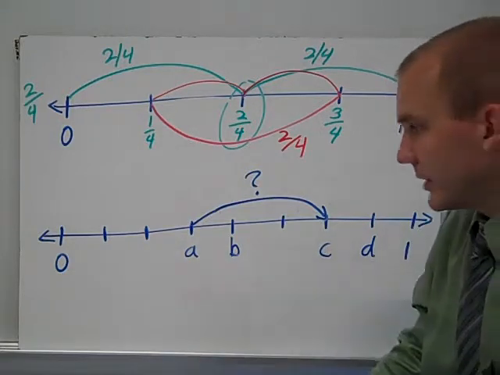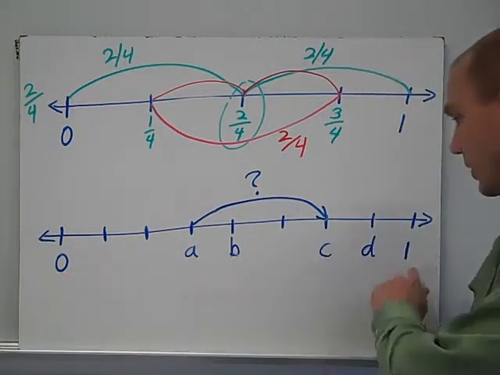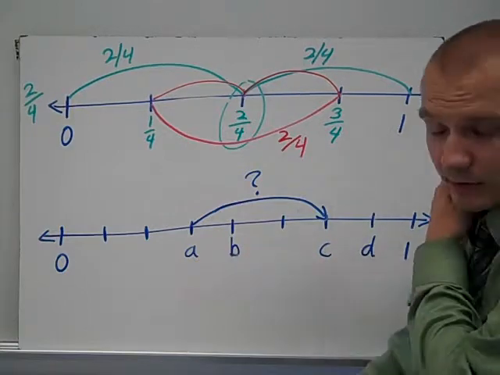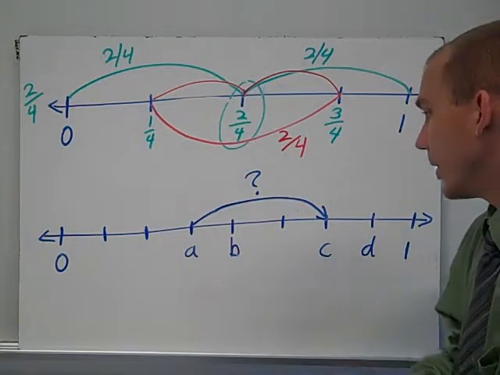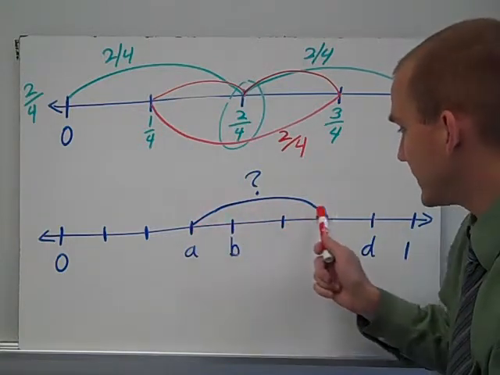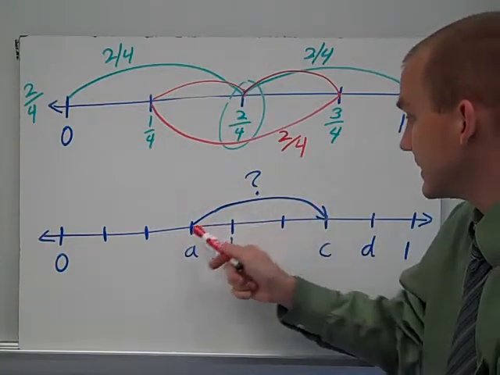Here's a number line down here between 0 and 1. It has some letters on it representing spaces. I don't know what they are yet. And it's partitioned into equal parts. There's a question mark about this distance. So I've got to figure out what this distance is.